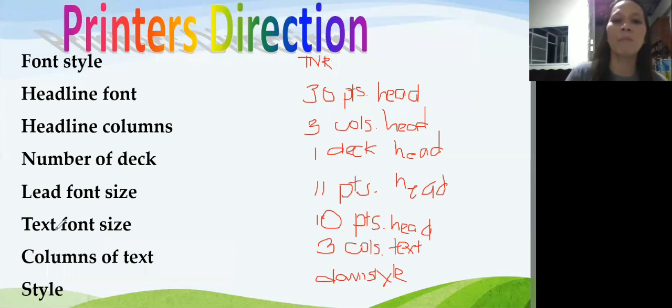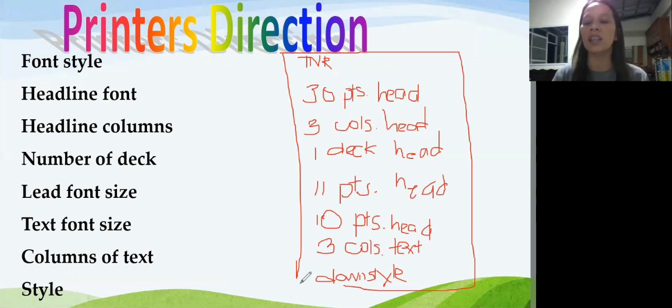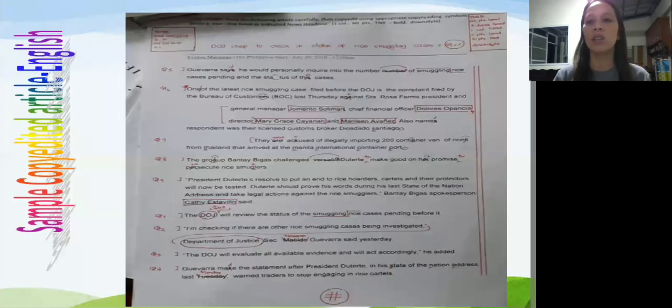So, ganun lang kasimple. So, lalagyan mo lang siya ng box, pwedeng bilog. Ito ang printer's direction, nasa upper right corner ng headline. Katabi din ng headline, taas. Okay, so ito yung sample ng article. Ito'y luma na kasi wala na akong time para magsagot. So, ipapakita ko na lang sa inyo.